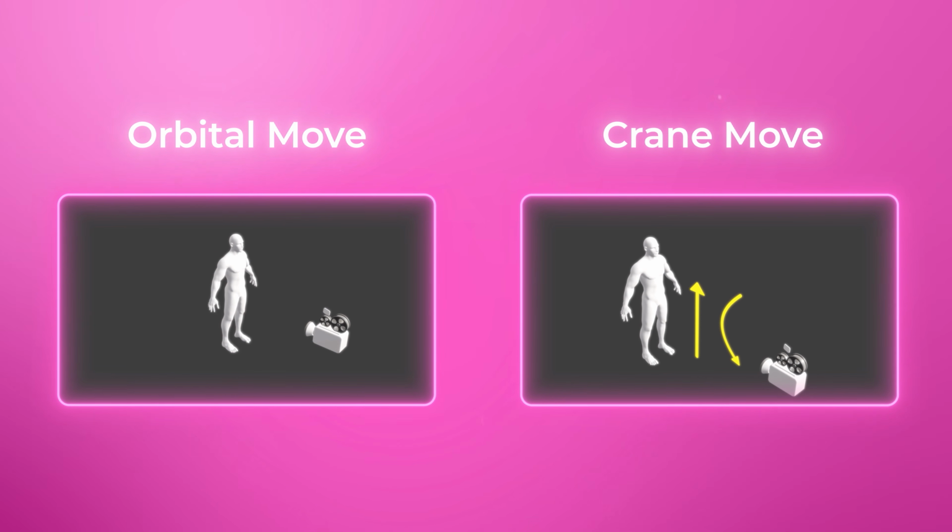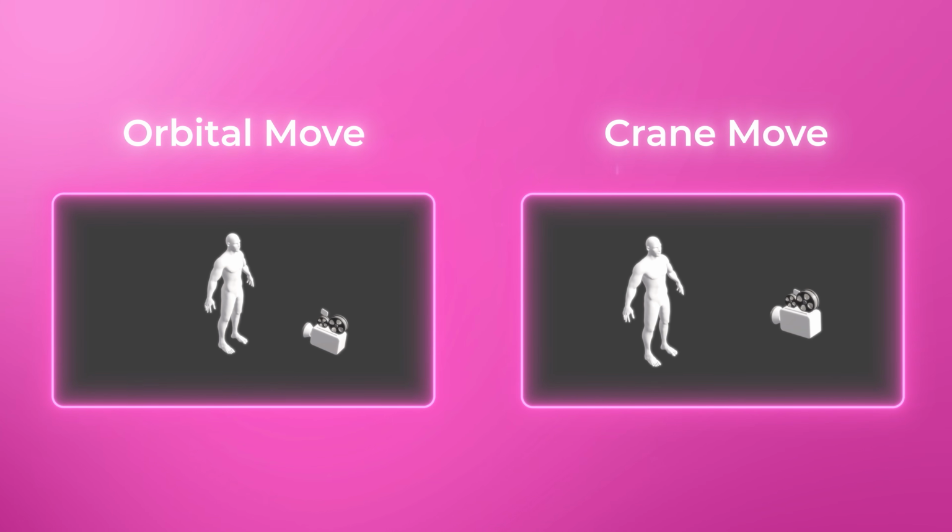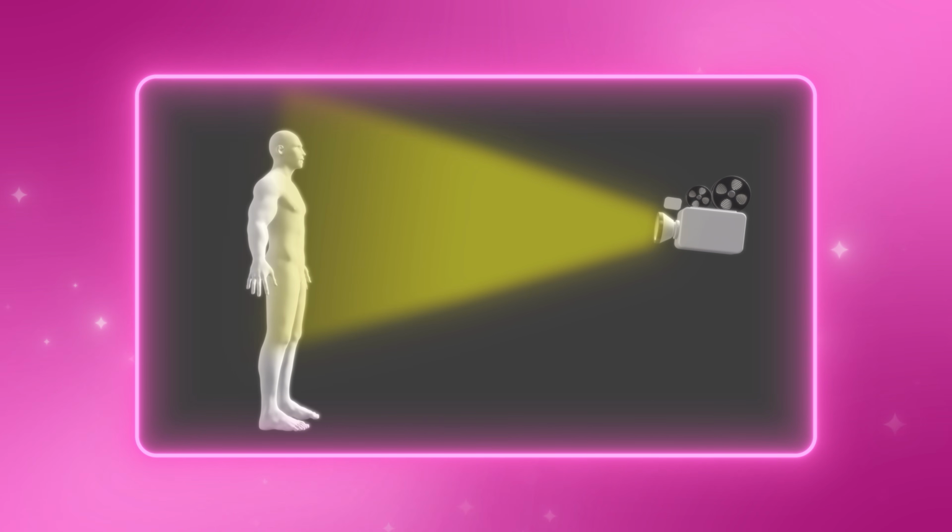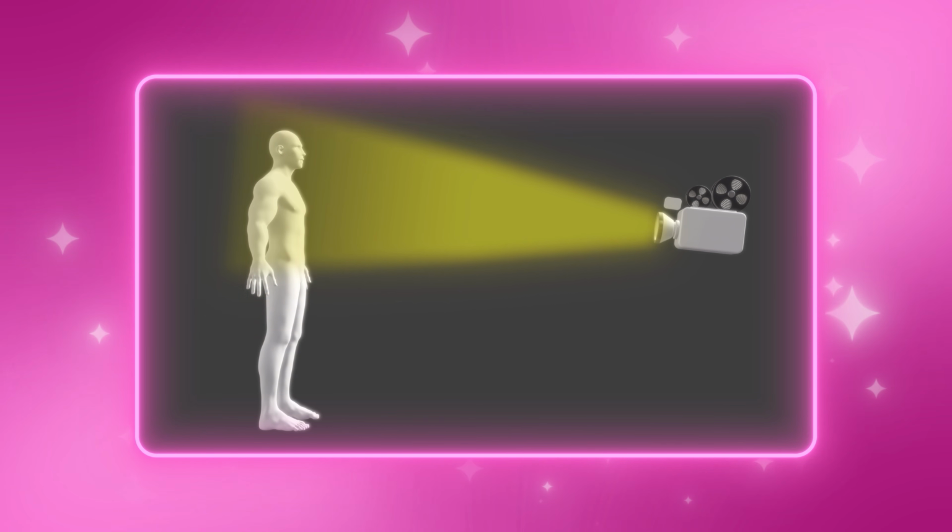Orbital and crane moves are all about moving the camera body through space. The next set doesn't move the camera at all, it's entirely about what the lens is doing, and that creates a feel that's completely different from anything we've covered so far.